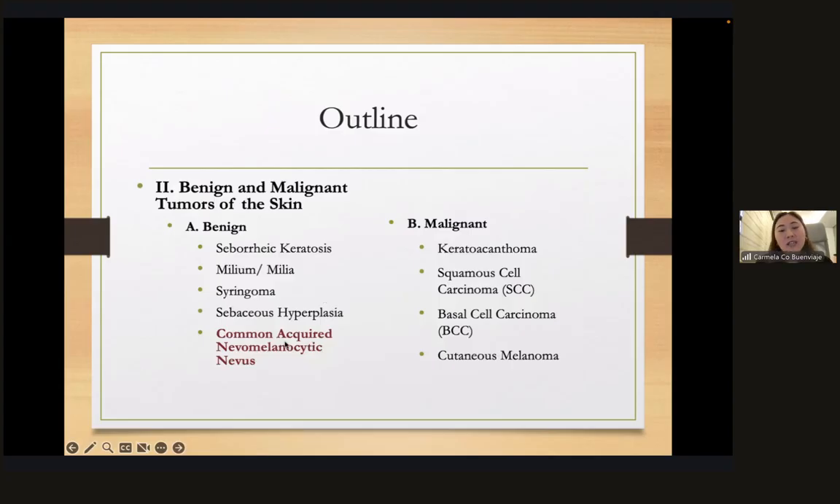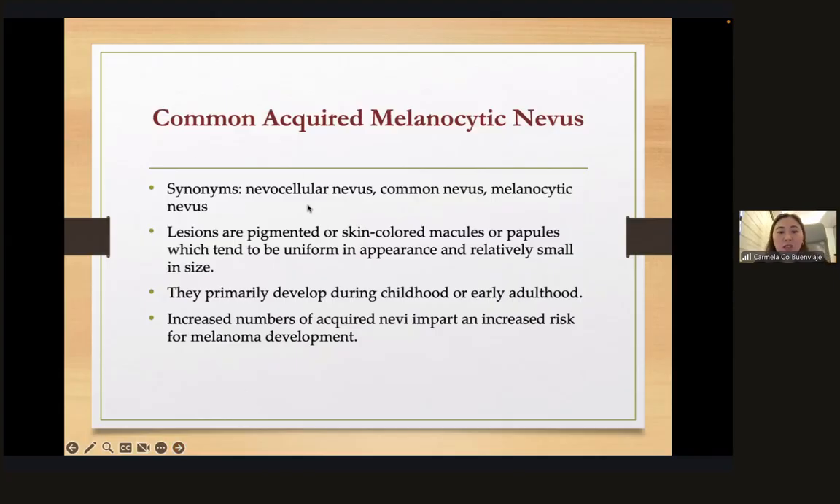So next, let's proceed to the common acquired melanocytic nevus, or these are the moles. So synonyms are nevocellular nevus, common nevus, melanocytic nevus. So these are all common acquired melanocytic nevi. So lesions are pigmented or skin-colored macules or papules, which tend to be uniform in appearance and relatively small in size. They primarily develop during childhood or early adulthood.